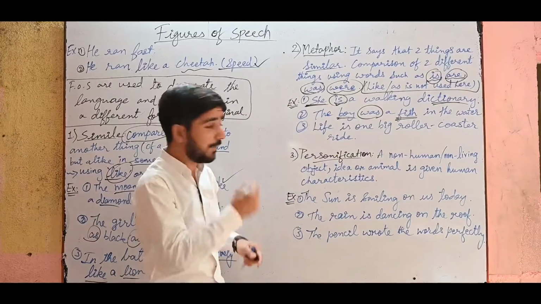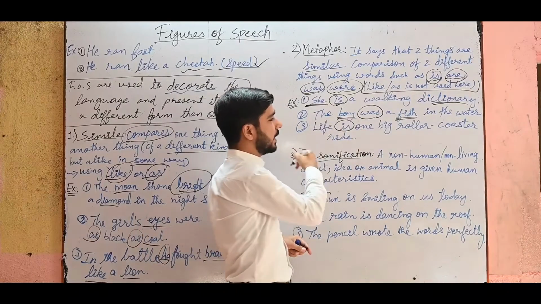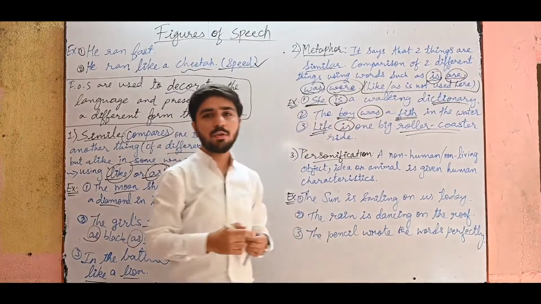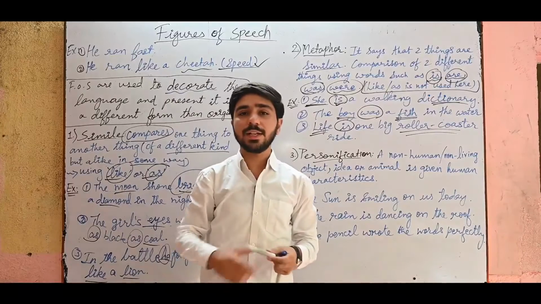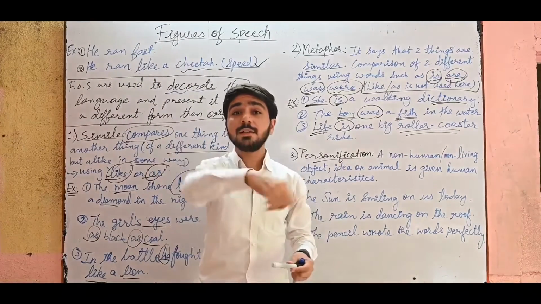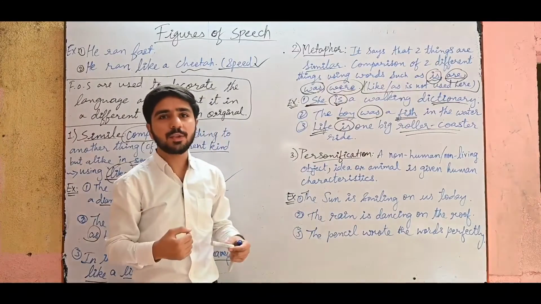Next, life is one big roller coaster ride. Now see students, this is also my favorite example, also the word is, and here life is compared to a roller coaster ride. What is a roller coaster ride? I hope you have been to the fair and you have sat in the roller coaster ride. How many ups and downs it has, how many twists and turns it has. Same way our life also has twists and turns.